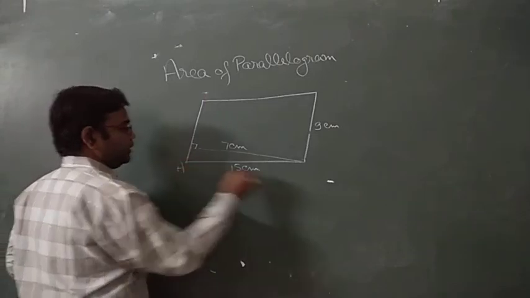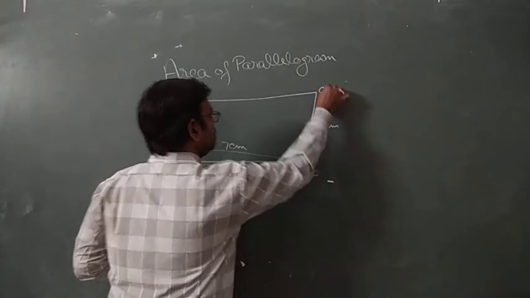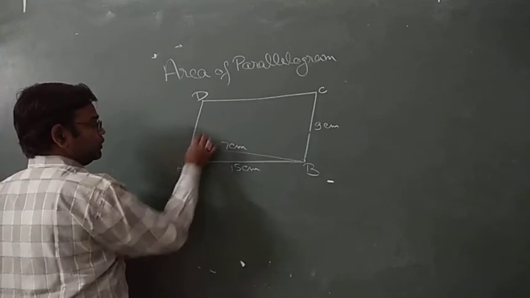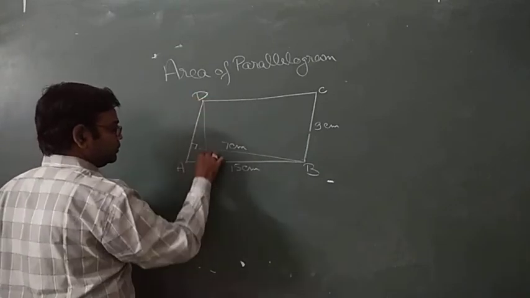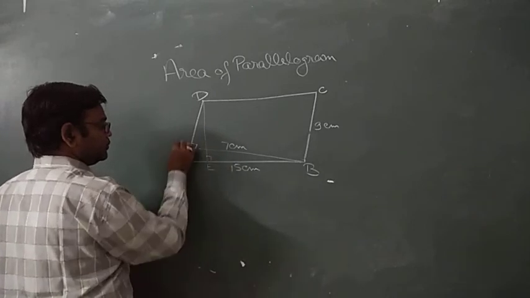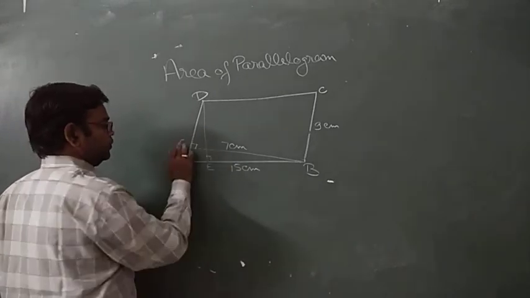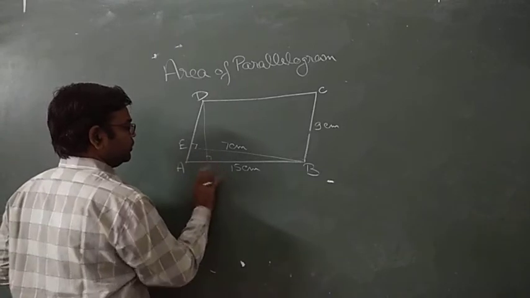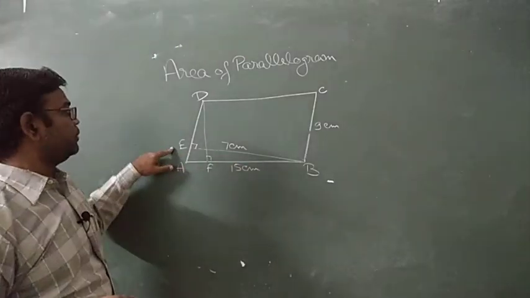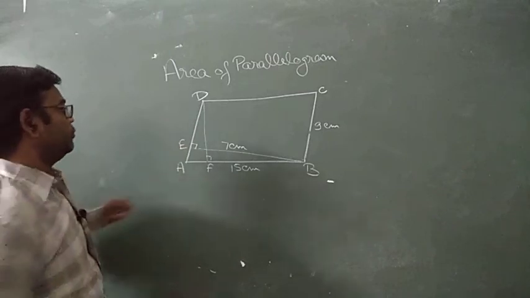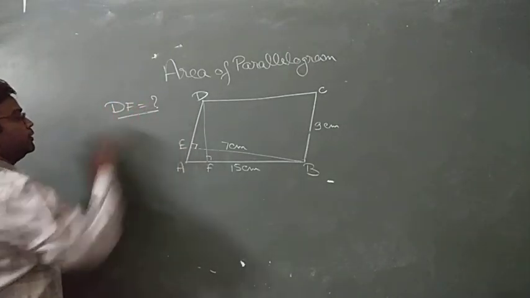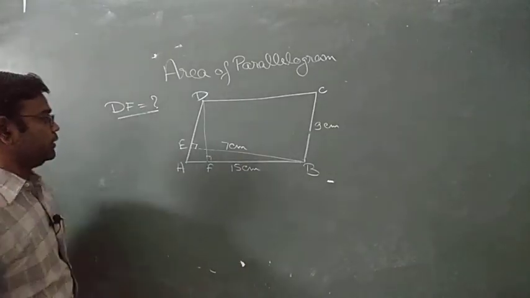Means A, B, C, D is the name. This is your E and this one is your F. No, this one is E, because first we draw this one. So BE is given to you and the question asks you DF. The question asks what is the value of DF. Clear?